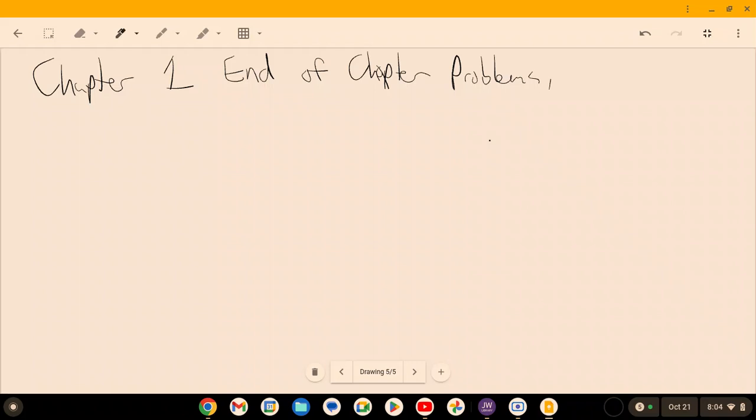So I'm going to start doing the end of the chapter problems. I'm going to segregate them into 5 different sections. So starting with number 1, 5, 9, dot, dot, dot, every other odd. Sorry. So it's every other odd.